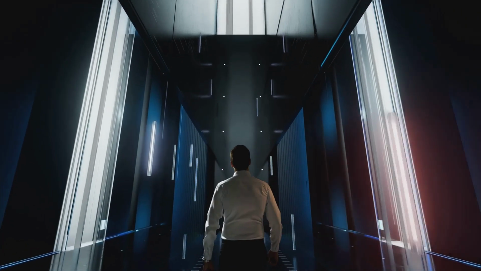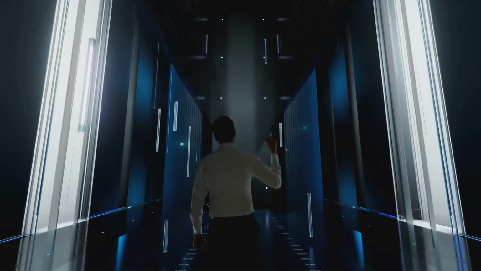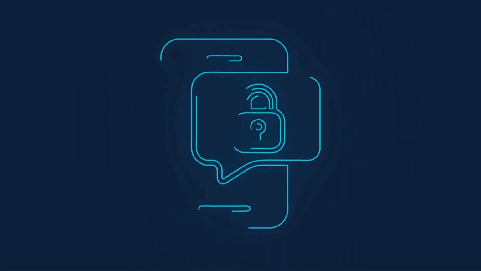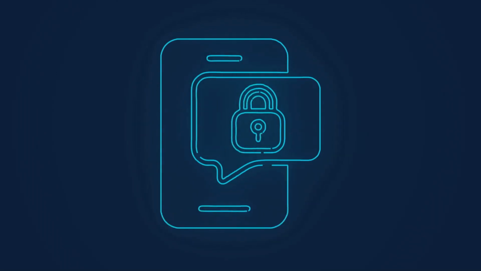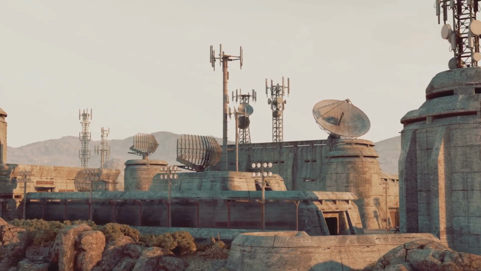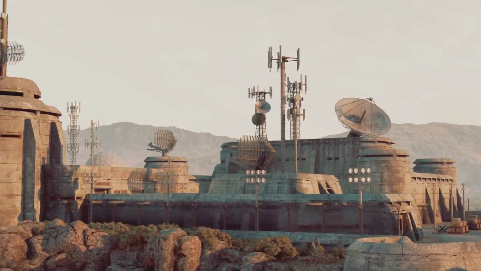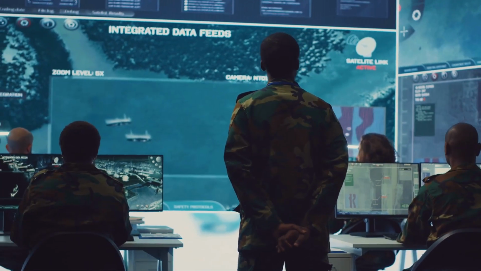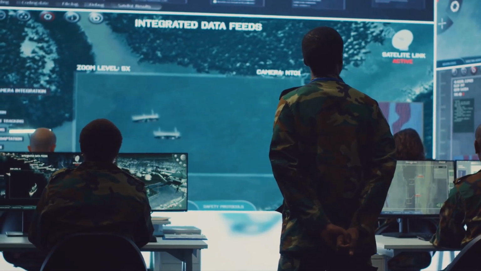Section 8. Quantum security in action. While quantum key distribution might sound like science fiction, it's already being used to secure sensitive communication in various sectors. Governments and militaries are early adopters of quantum key distribution, using it to protect classified information from prying eyes.